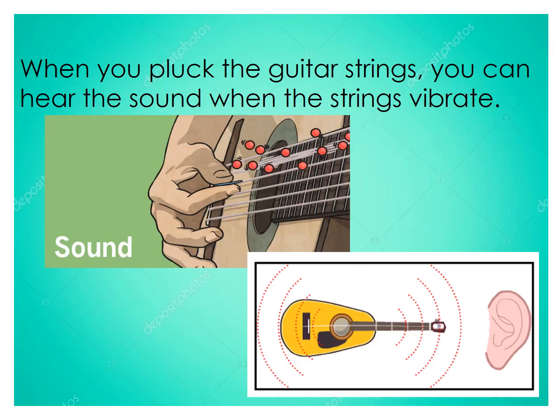What happens when you pluck the guitar strings? When you pluck the guitar strings, you can hear the sound when the strings vibrate. So you can see the red thing there. So that means there is a vibration. So when you stop plucking the guitar strings, of course, the strings will not vibrate. Would you be able to hear a sound? Right, you won't hear any sound.